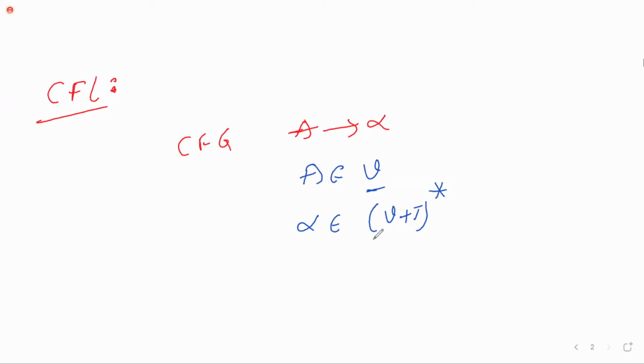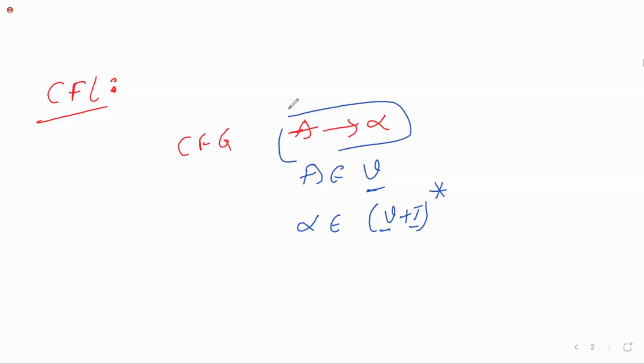Next, alpha belongs to (V plus T) whole star. What does it mean? What is plus here? You also know what plus is. What is plus operation? It is union operation. A or B. A or B means you may take either a variable or you may take a terminal, whole star. Sometimes you may have epsilon also. This is nothing but the context free grammar.